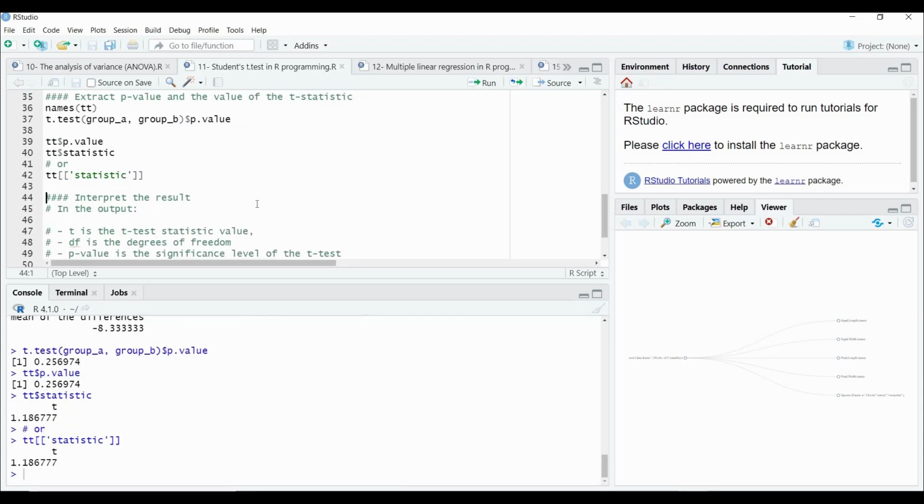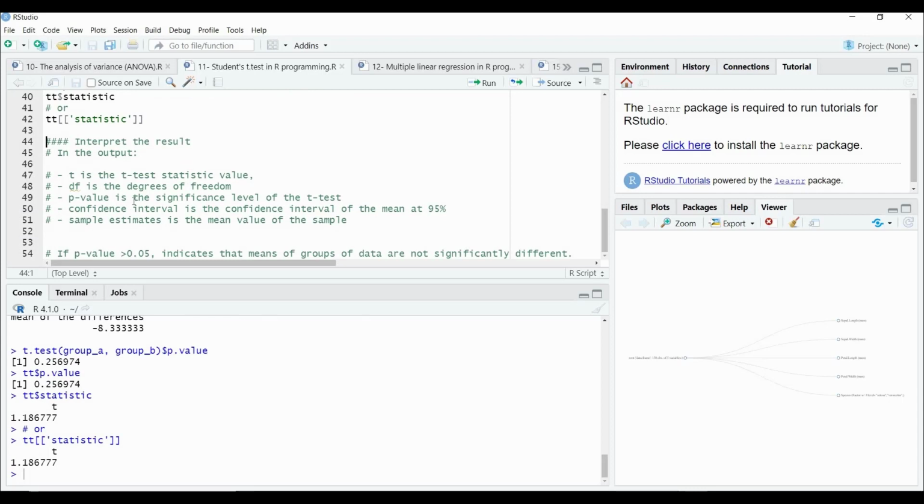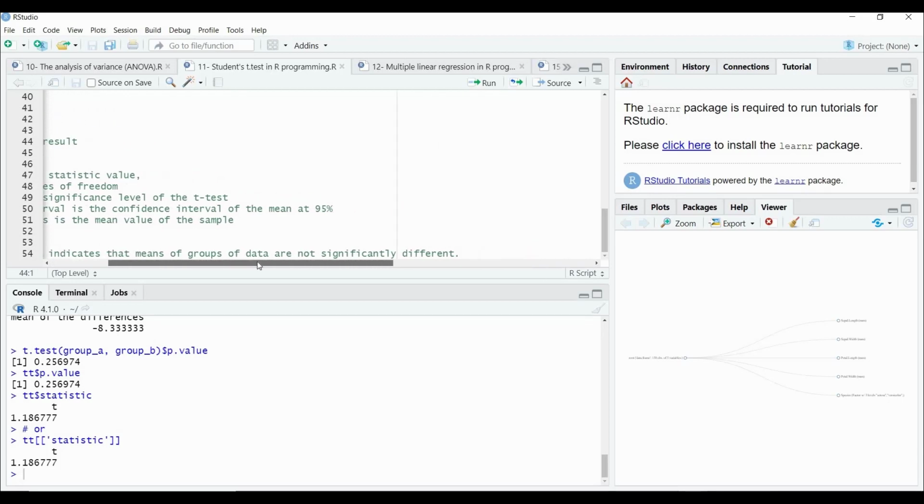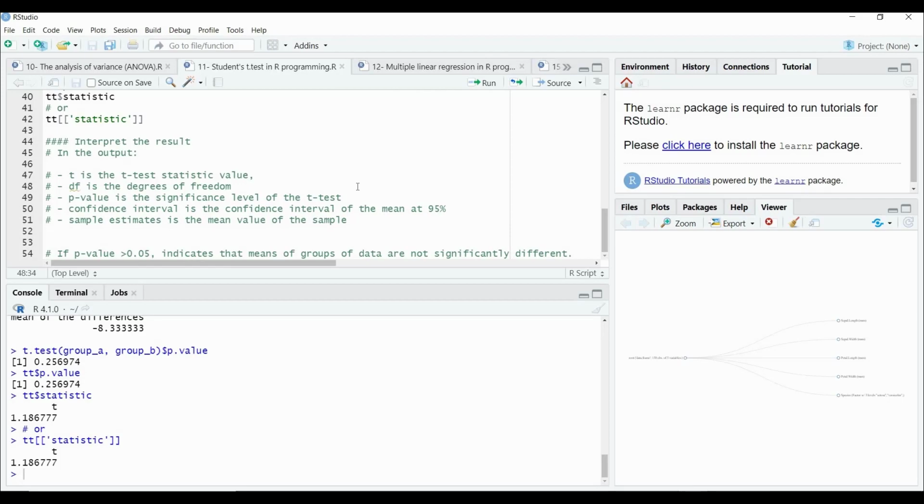For interpreting the result of the t-test, we have a couple of outputs. t means the t-test value, df is degrees of freedom, the p-value, and so on. The most important thing: if the p-value is bigger than alpha, let's say 0.05, it means that the averages of the groups are not significantly different. That's the end of today's session about the t-test.